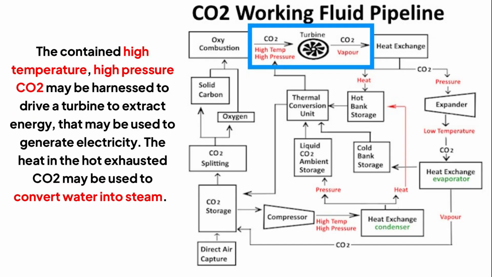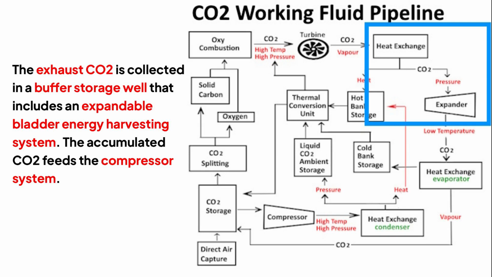The contained high-temperature, high-pressure CO2 may be harnessed to drive a turbine to extract energy, that may be used to generate electricity. The heat in the hot exhausted CO2 may be used to convert water into steam. The exhaust CO2 is collected in a buffer storage well that includes an expandable bladder energy harvesting system. The accumulated CO2 feeds the compressor system.